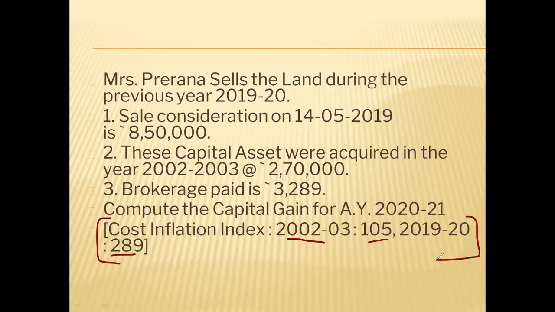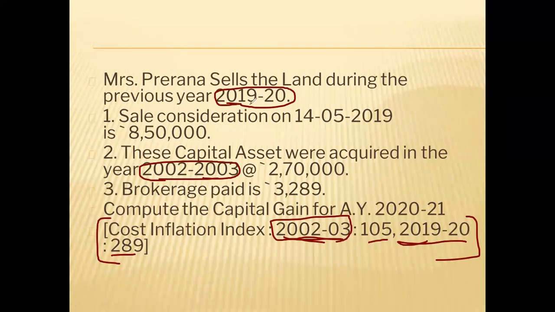Now, if more data is given for confusing purposes, you will always have to see which is the year of purchase. That year's data will be relevant, 2002-3, and the year of sale. That year's data will be relevant. In this question only exactly 2 years' data is given. Sometimes more data may be given just for confusion. At that time, you will have to take care which year is relevant for our calculation. It will be the year of purchase and year of sale data that is relevant.